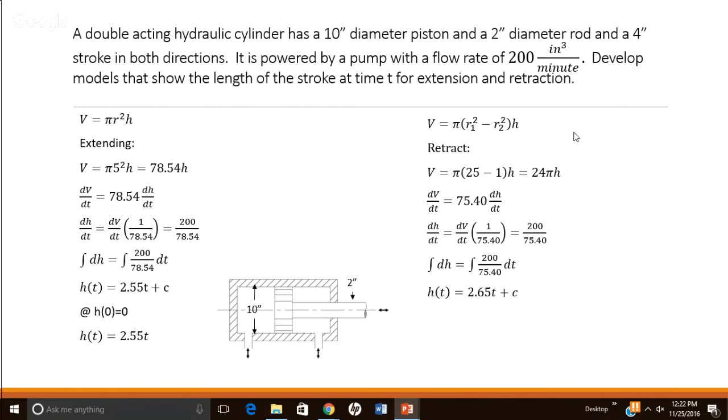Let's make that same assumption that at time 0 the cylinder is fully extended. So it leaves us with just a mathematical model of our extension. So the stroke at any time t is equal to 2.65 times t. So slightly different, but definitely a different model between the two.